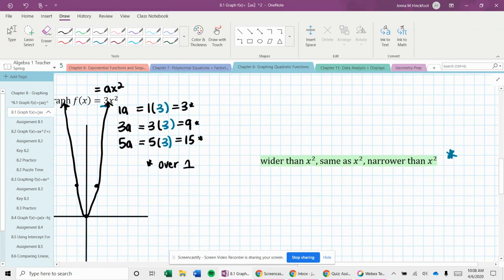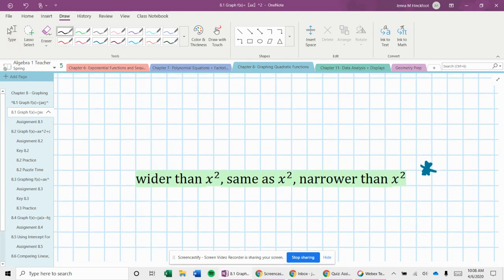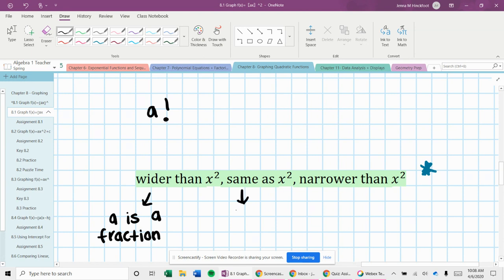Now to answer if it's wider than x squared, same as x squared, or narrower than x squared, this has to deal with your a. The way you answer these, it's wider if your a is a fraction. It's the same if a equals 1. And it's narrower if a is a whole number. That's easier for y'all to identify.